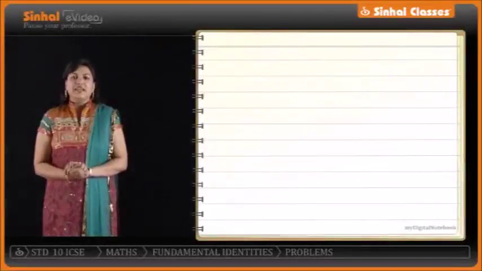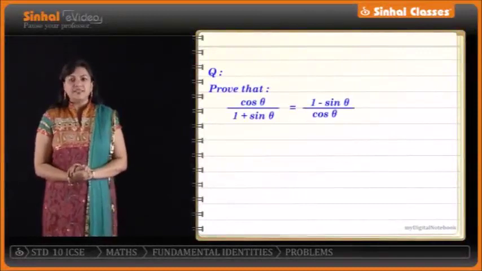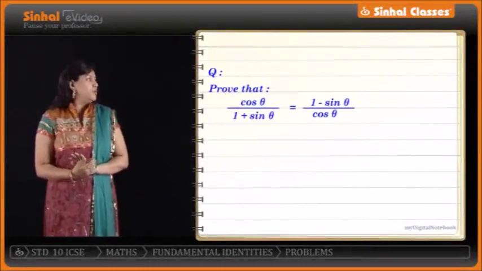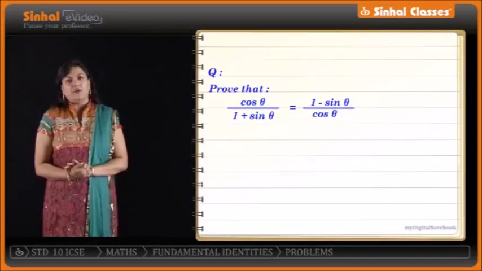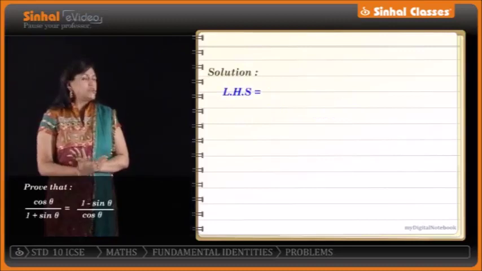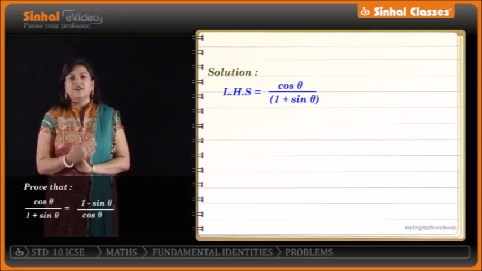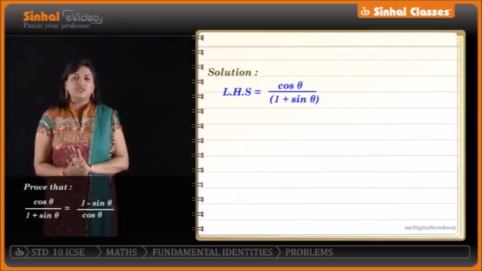Now, let's solve the next problem. Prove that cos theta upon 1 plus sin theta is equal to 1 minus sin theta upon cos theta. We start with LHS, which is cos theta upon 1 plus sin theta. Now, if you look here, in the LHS we have cos and sin, and in RHS we have sin and cos. Can we do some replacement here? No, not possible. So, look at the denominator.